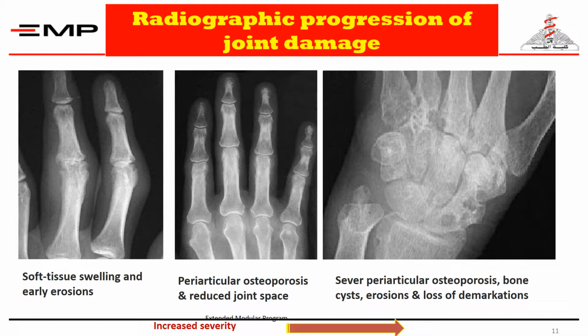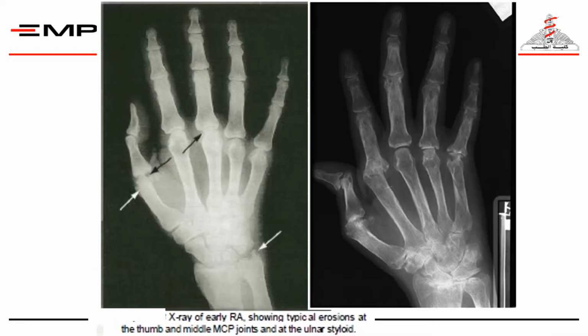This picture to the left shows soft tissue swelling and early erosions in the acute or early phase of rheumatoid arthritis, and then periarticular osteoporosis and reduced joint space. And in the carpal bones, there is severe periarticular osteoporosis, bone cysts as shown here, and loss of demarcations between the carpal bones.